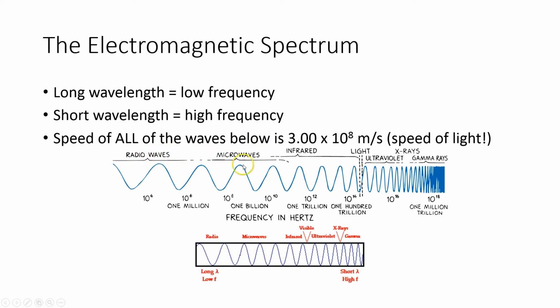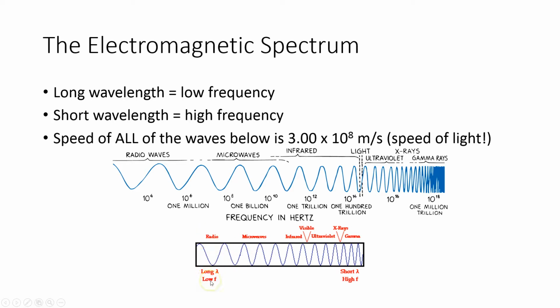Lots of people get confused because microwave ovens cook our food, but that's because we concentrate a lot of waves all together. The common thing about all these waves is all of them have a speed of 3 times 10 to the 8th meters per second. So all the waves that you see here are traveling at the same speed, about 3 times 10 to the 8th meters per second.